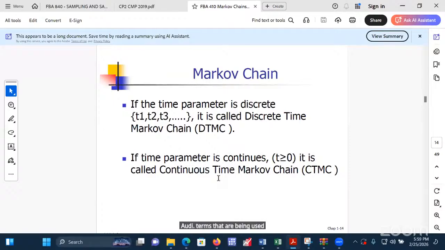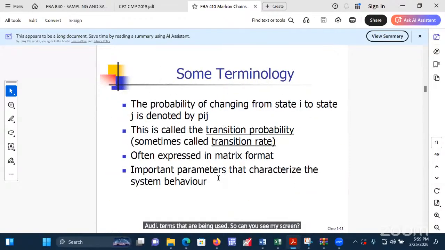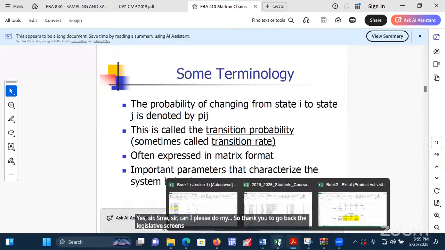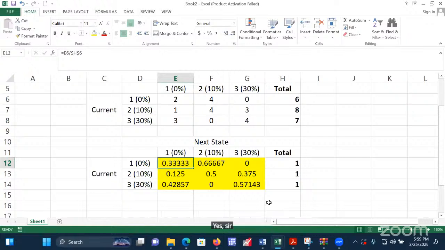So can you see my screen? Yes, sir. Excuse me, sir. Can you please go back? Yes, sir. Sir, can you please go back? Let's just take a screenshot of that. Okay. I will share this Excel after the class. Okay. You want me to re-explain? No, sir. Okay, don't worry. Immediately after the class, I will share this Excel so that you can use it. Adeloye. Yes, sir. And sir, I have a question, sir.